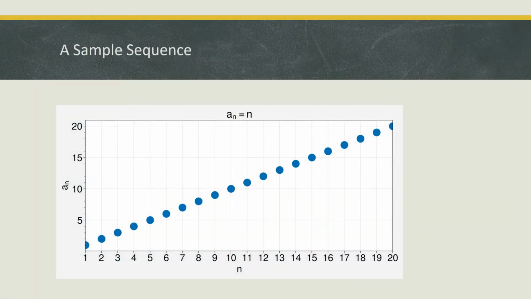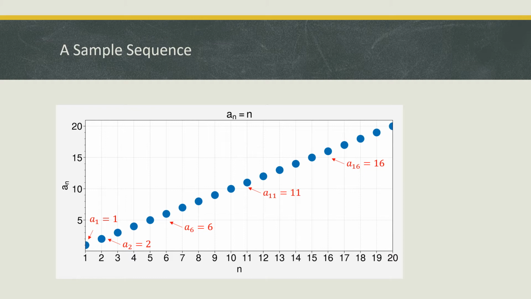Let us look at the following sequence, a sub n equals n. When n equals 1, a sub 1 equals 1. When n equals 2, a sub 2 equals 2, and so on. The limit of a sequence is the number that it approaches as n becomes very large.